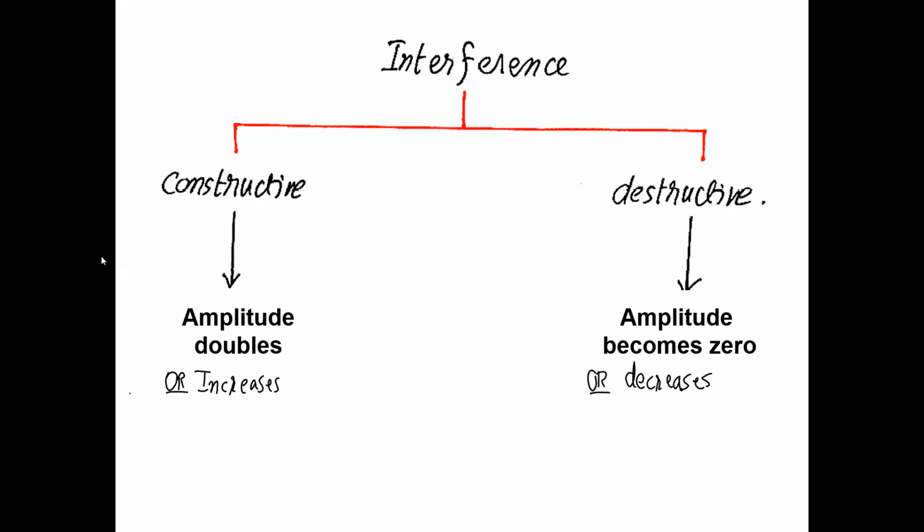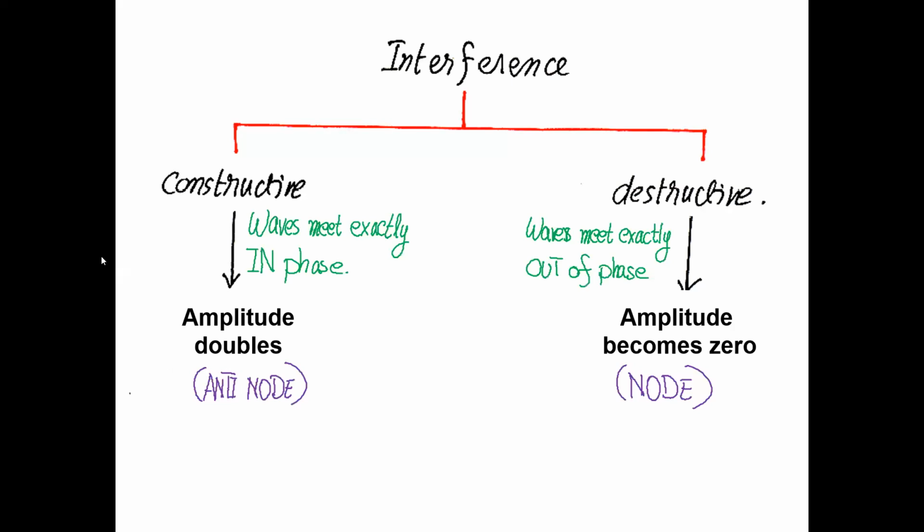Okay, got it. Good. Now, when waves meet exactly in phase, this is called constructive interference. When people are playing music together, like in a concert, you will find this feature. And when waves meet exactly out of phase, it is destructive interference. So we made our second concept.